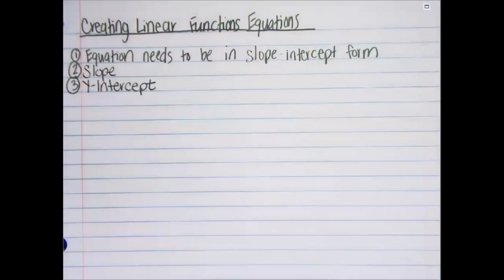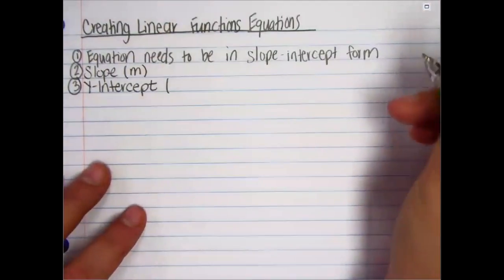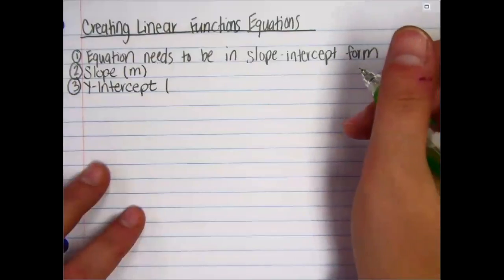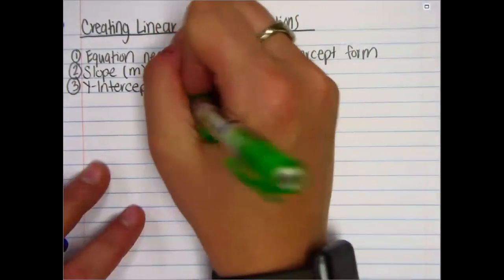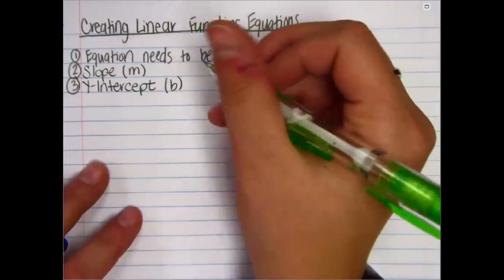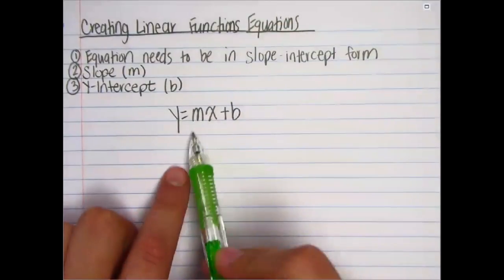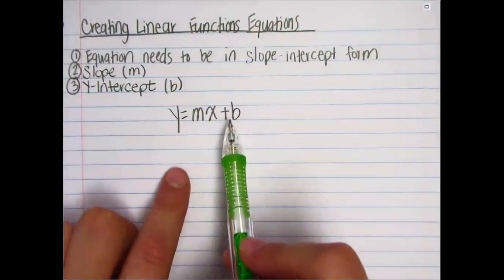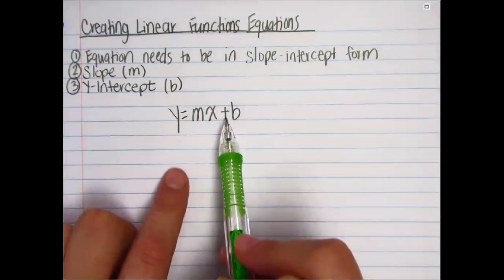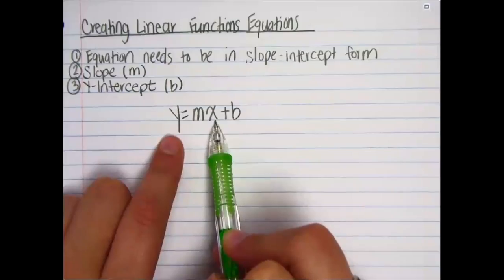Who can remind me in our slope-intercept form what variable means slope? M. And what variable means y-intercept? B. And what is slope-intercept form? What's that equation? Y equals mx plus b, where m is your slope, b is your y-intercept, and it's either positive or negative. And x and y are 2 values that make up 1 coordinate.